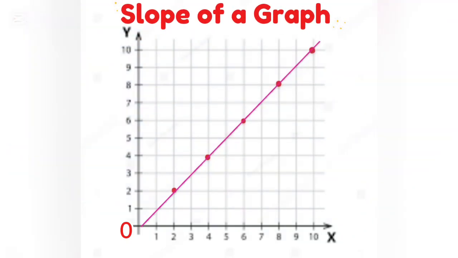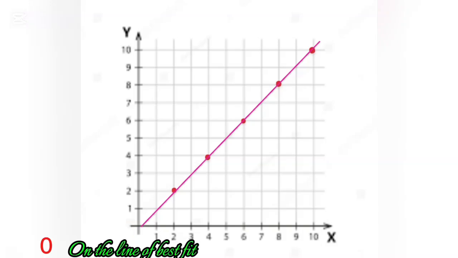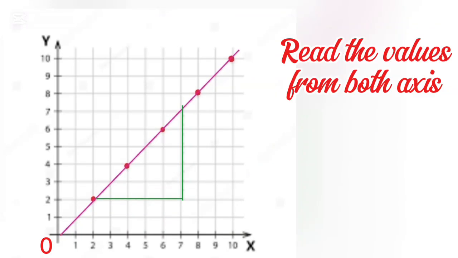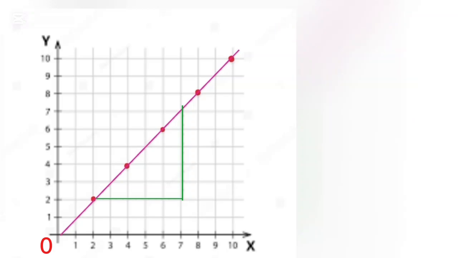Finally, let's find the slope of the graph. Choose two well-separated points on the line of best fit. Draw a large right-angle triangle between these points. Read the values from both axes. Use the formula slope is equal to y2 minus y1 divided by x2 minus x1, and that is it. If you follow these steps carefully, you will be able to plot neat, accurate physics graphs every time.